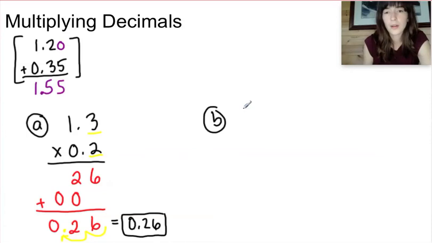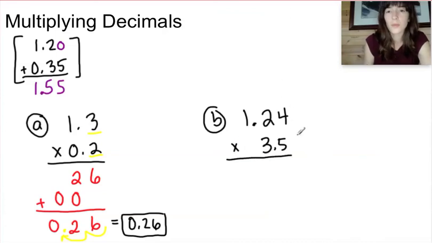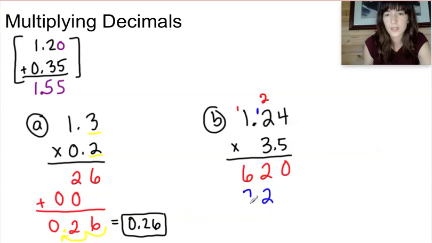How about 1.24 times 3.5? Okay, so multiplying. 5 times 4 is 20. Carry my 2. 5 times 2 is 10, plus 2, I get 12. Carry my 1. 5 times 1 is 5 plus 1, I get 6. Okay, I'll leave a space. I'll do the next row in a different color. 3 times 4 is 12. That way when I carry this 1, you know I'm carrying the blue one. 3 times 2 is 6, plus 1 is 7. And 3 times 1 is 3.